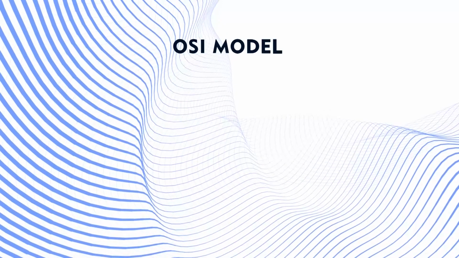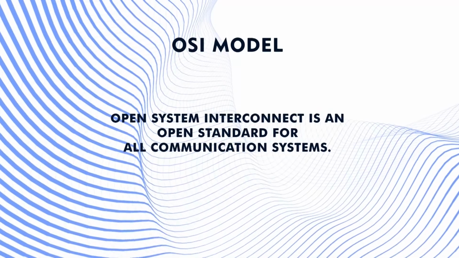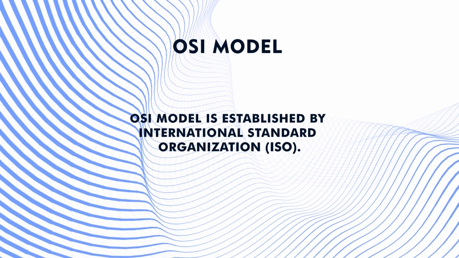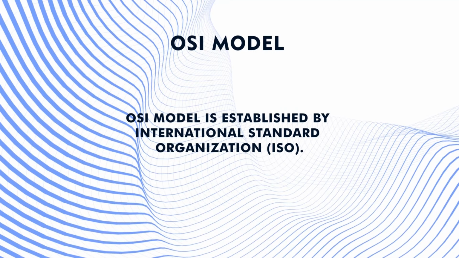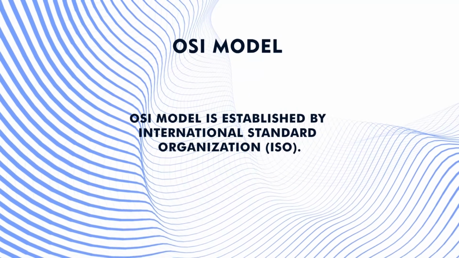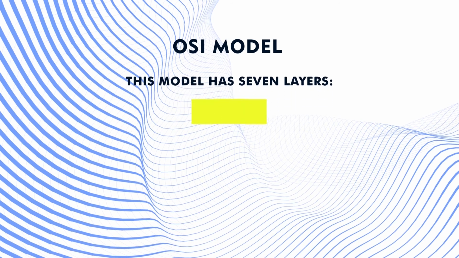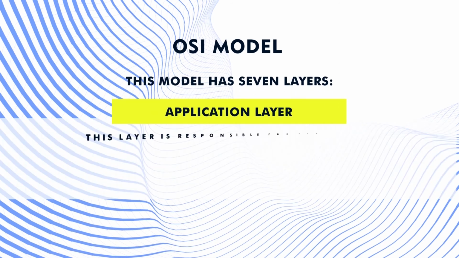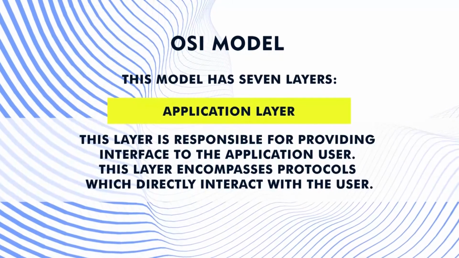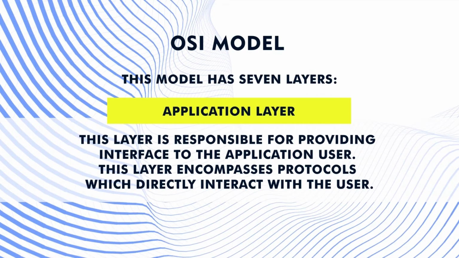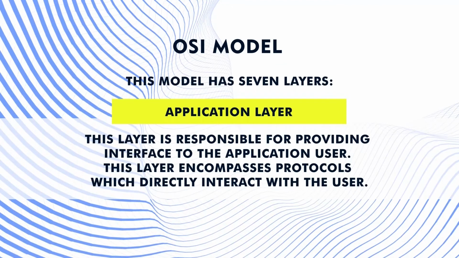Open System Interconnection is an open standard for all communication systems. The OSI model is established by the International Standards Organization, which you can call the ISO. This model has 7 layers altogether. First, the application layer. This is responsible for providing an interface to the application user. This layer encompasses protocols which directly interact with the user.